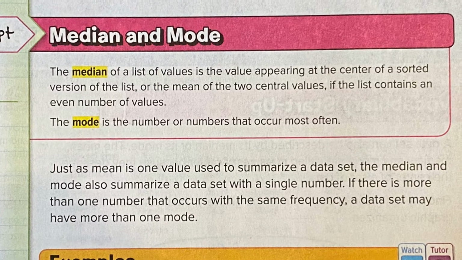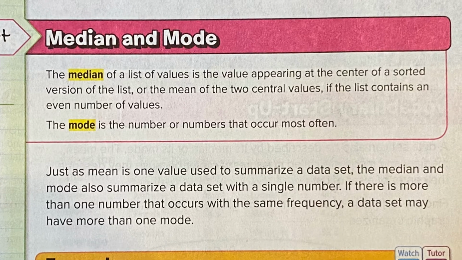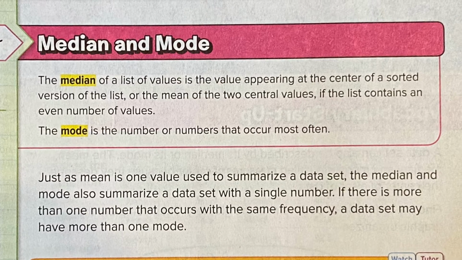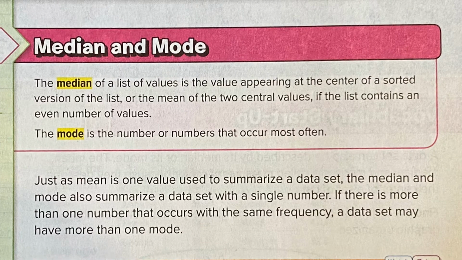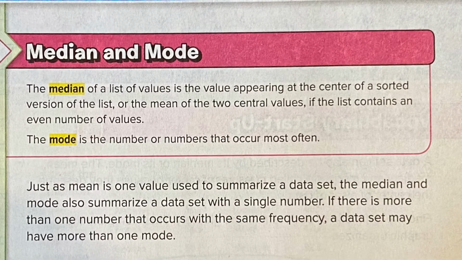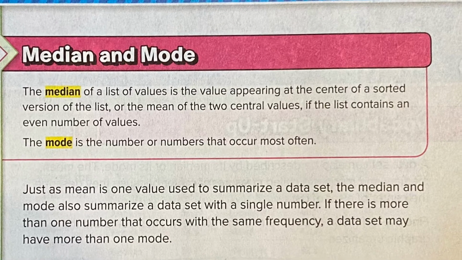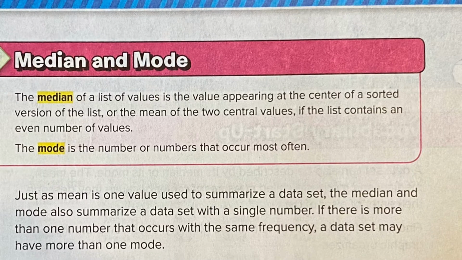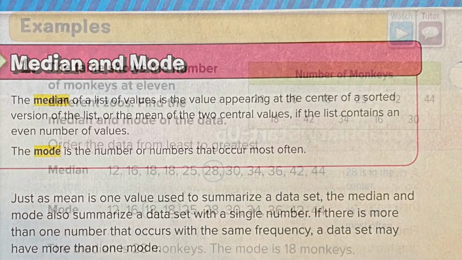Today we are doing median and mode. The median of a list of values is the value that appears at the very center, and you'll find in a couple of our examples that the median isn't even an original data number, so you'll see what that looks like here in a bit. The mode is the number in a data set that occurs the most often.